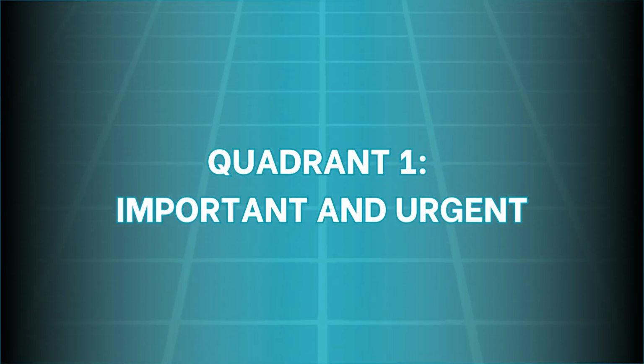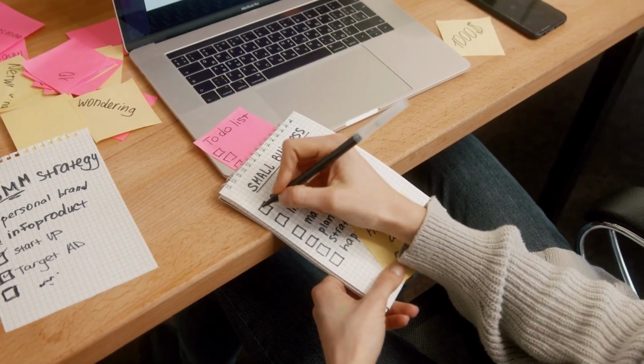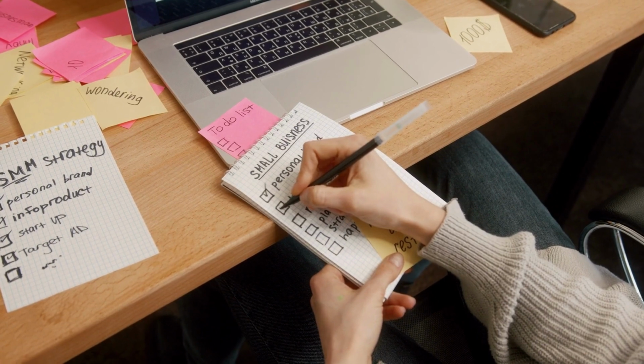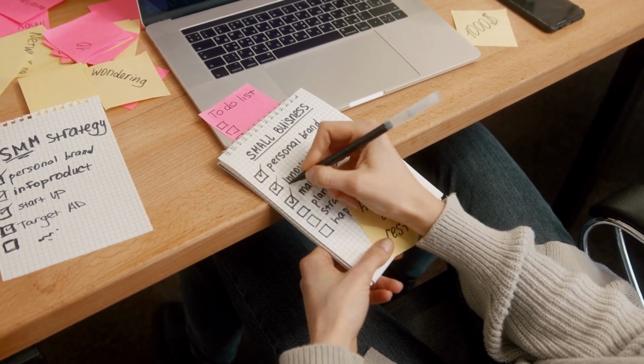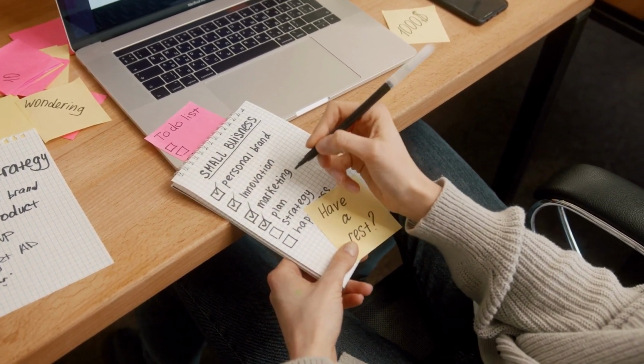Quadrant 1: important and urgent. This contains high-stakes items requiring your focus right now. Crisis, imminent deadlines, or time-sensitive issues. You must tackle Quadrant 1 tasks immediately.